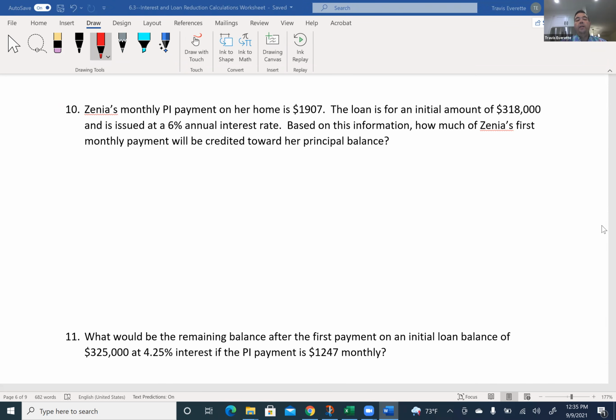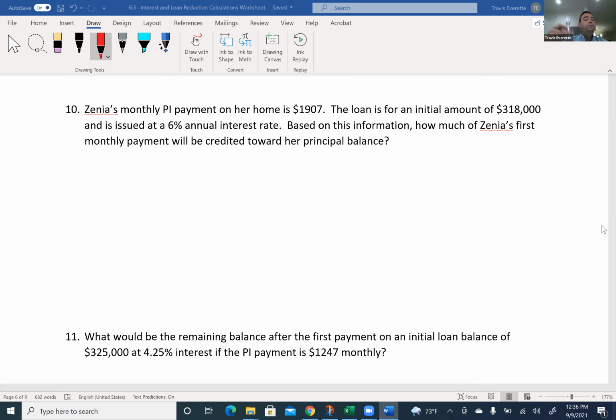Okay, so let's take a look at number 10 here. It says Xenia's monthly PI payment on her home is $1,907. So the payment monthly for her principal and interest is $1,907. The loan is for an initial amount of $318,000 and is issued at a 6% annual interest rate. Based on this information, how much of Xenia's first monthly payment will be credited toward her principal balance?